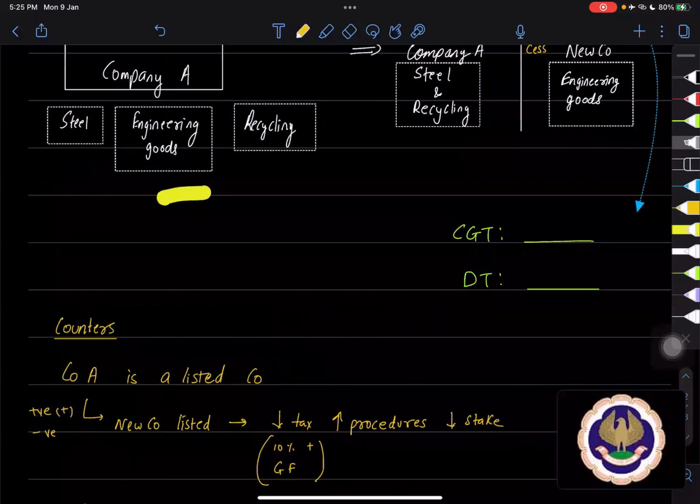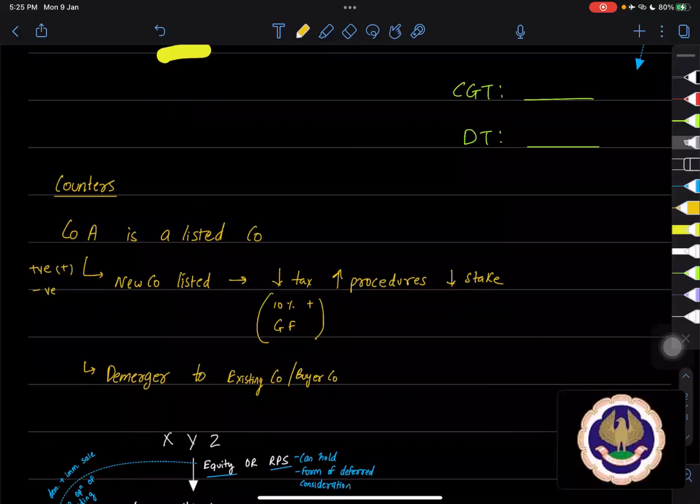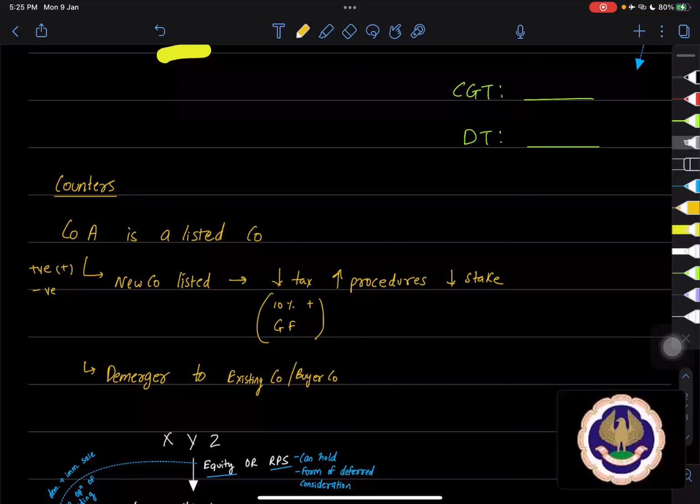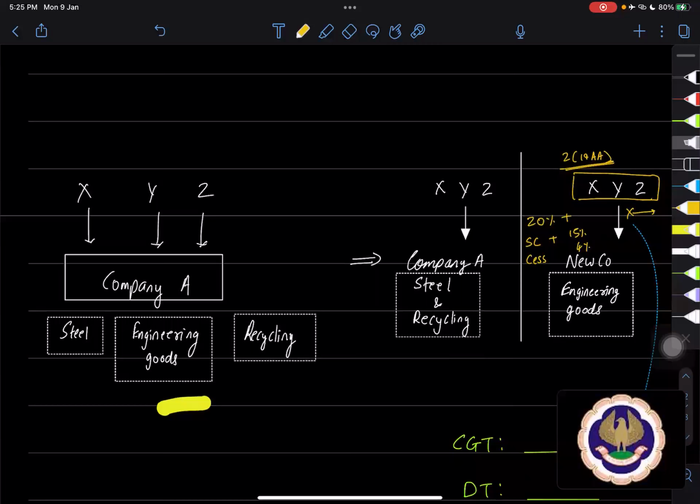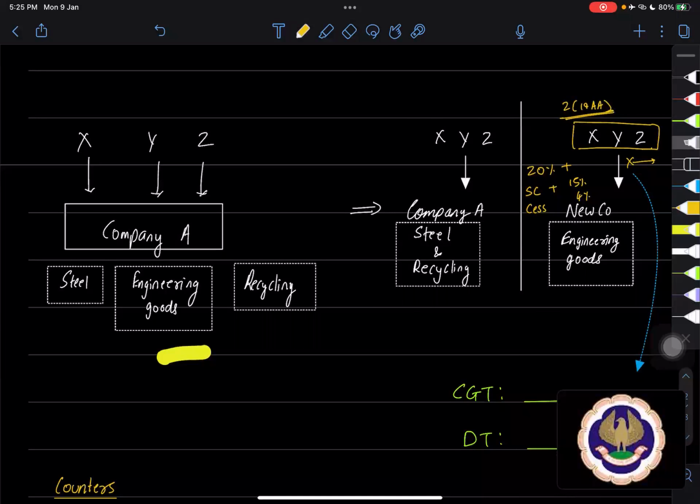One of the things that can go wrong is in case company A is actually a listed company. When you are splitting the company into two, company A and the new co, all the shareholders of company A would be allowed to sell the shares in the market. Now there's a new company and you are giving shares of the new company. So ideally you will need to list. It's not a compulsion, but ideally you would need to list.